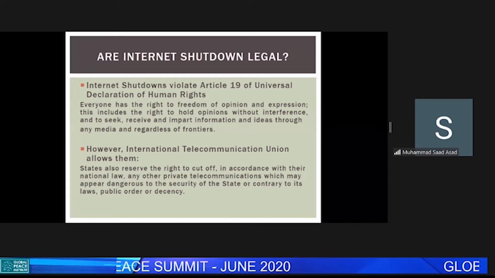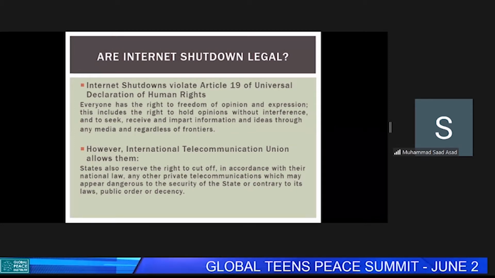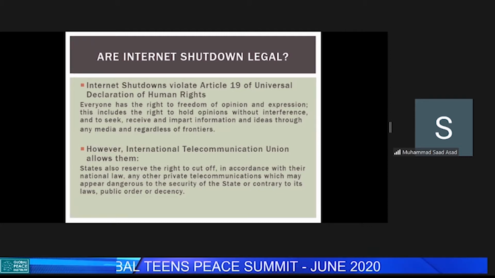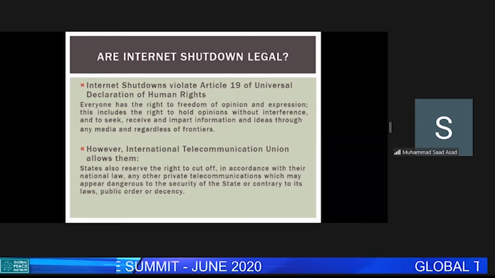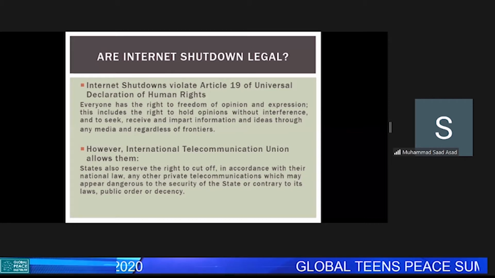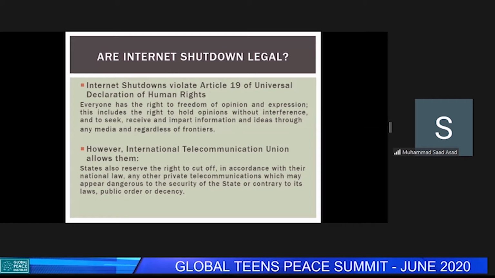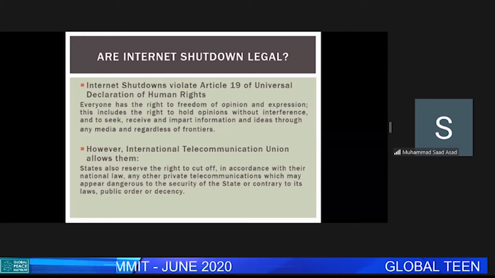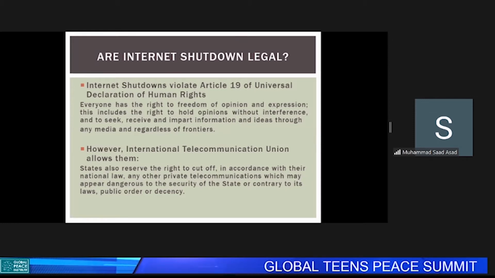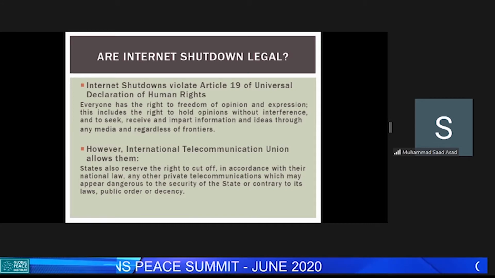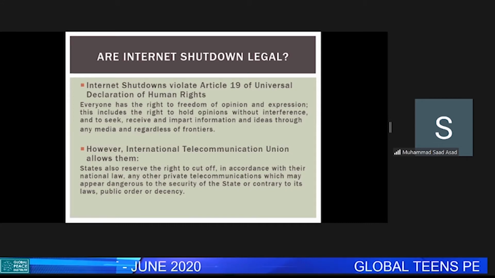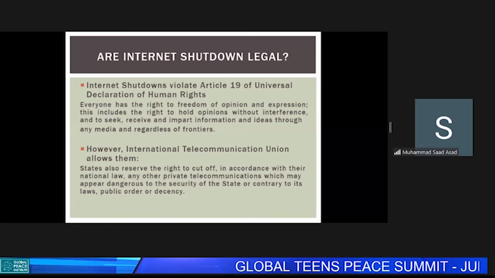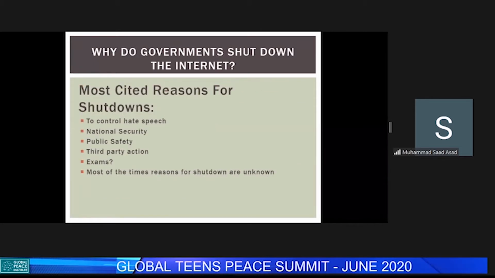Now, the question arises, are internet shutdowns legal? Well, Article 19 of the Universal Declaration of Human Rights says that everyone has the right to an opinion, and in that sense, internet shutdowns infringe that. On the other hand, however, the ITU Constitution says states have the right to cut off internet if it's a question of national security. So, internet shutdowns are allowed because they fall into something of a gray zone.